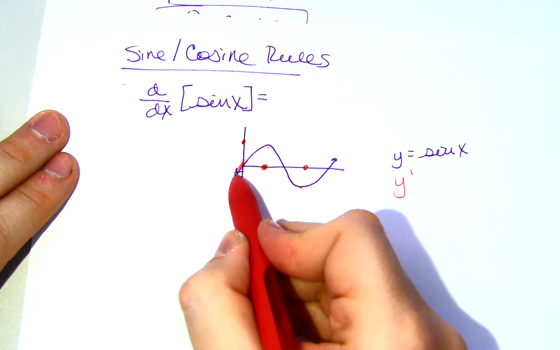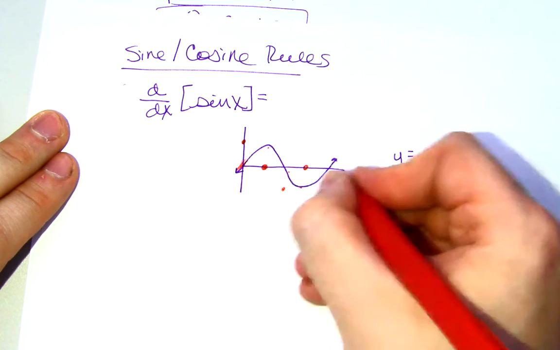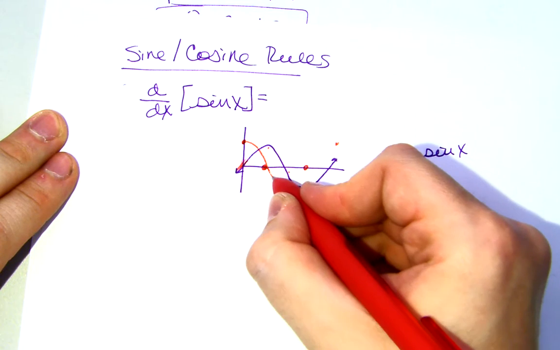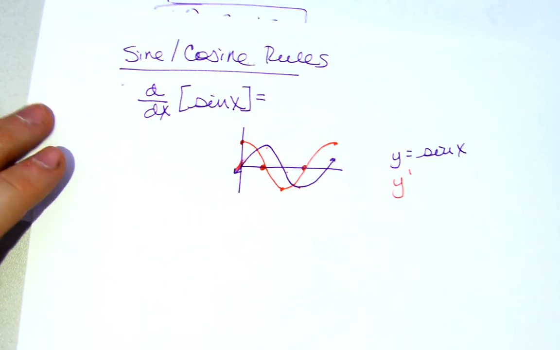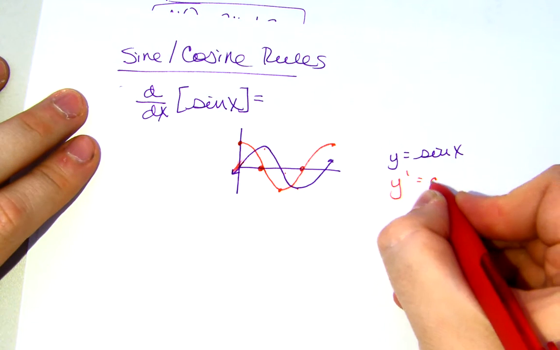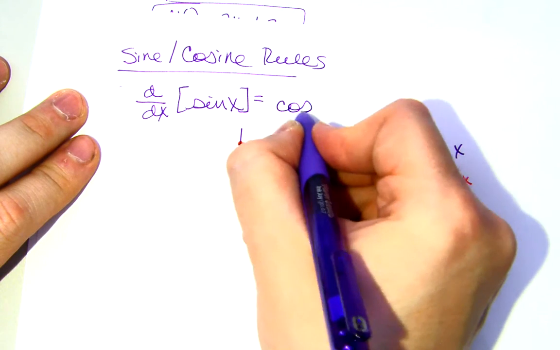If this is 1, what's this slope over here? Negative 1. And then this slope over here is 1. I'm drawing in my derivative right now. What's the derivative of the sine of x? What did I just draw? Cosine of x. The derivative of the sine of x is the cosine of x.